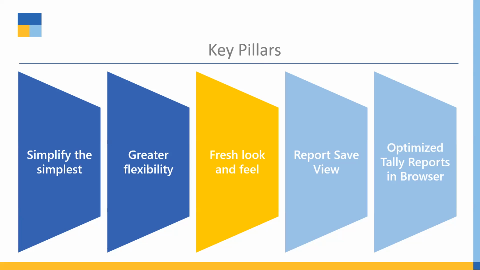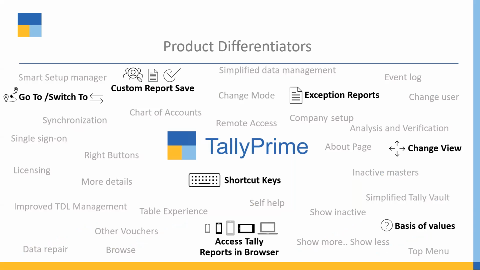And optimize Tally reports in the browser: you can access Tally reporting in the browser if you're traveling somewhere and want to access all the reporting. That reporting is also given on mobile, so you can access all reports. Here you can see the main features of Tally Prime, which is Go To, stage 2, where you can do multitasking work, and custom report save: you can customize your report by yourself, adding new features or removing features, and save it.